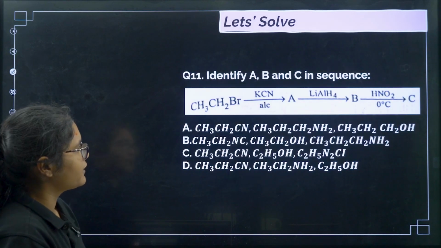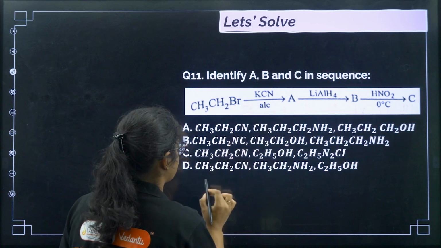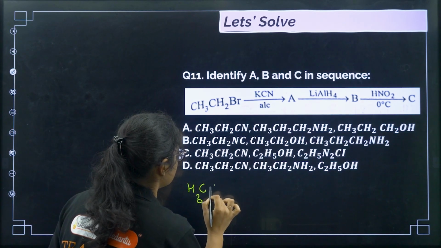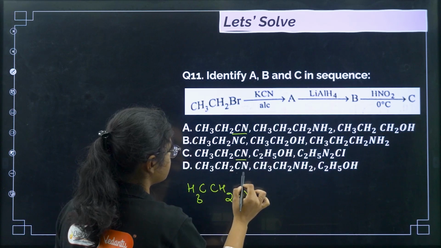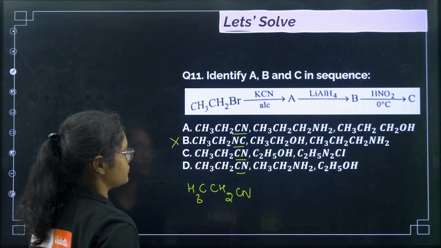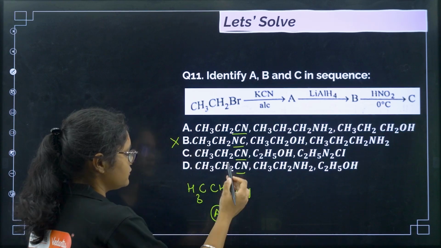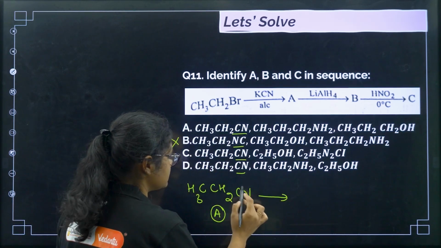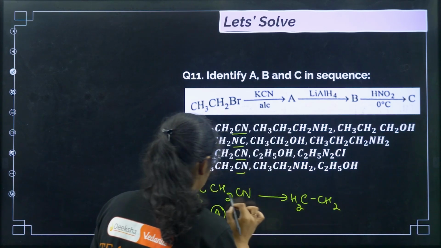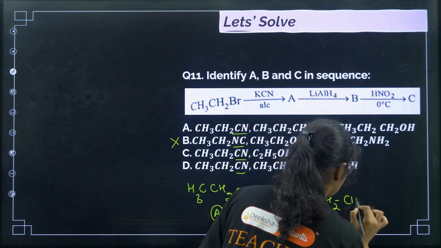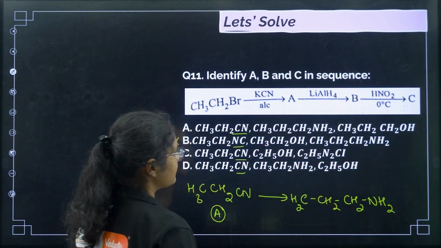Next question, identify A, B and C in the sequence of reaction. First of all, if you treat it with KCN, what will I get? CH3CH2CN. So this is CN, this is CN, this is NC, so we can eliminate this option. So this is your A. After that, LiAlH4, that is reduction of this one, so we will get CH3CH2CH2NH2. So we'll get a primary amine here.